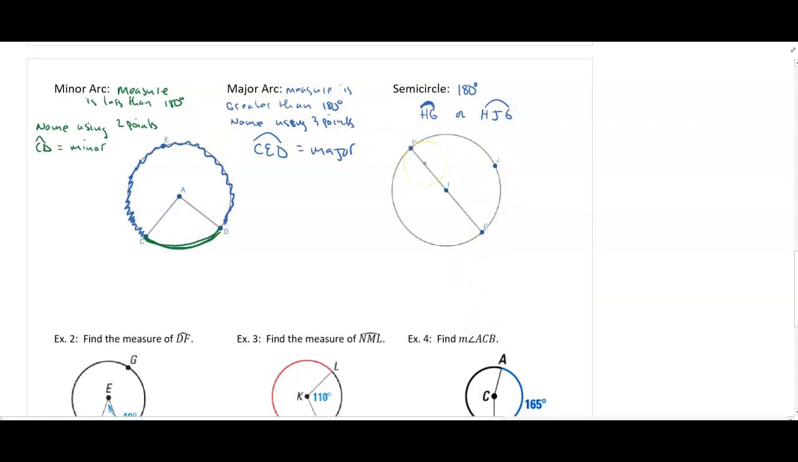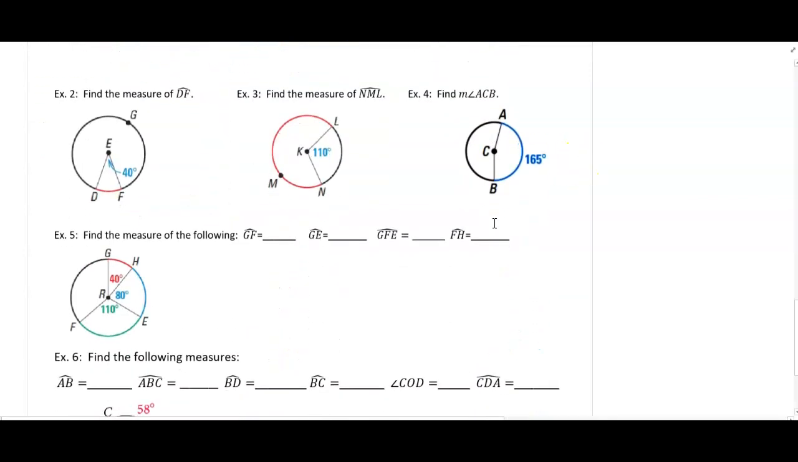Now remember, a semicircle, right? The endpoints of the diameter create a semicircle. Okay? So let's take a look here. Find the measure of arc DF. Since I know it's named using 2 points, I know that that's going to be a minor arc. So I'm going to go ahead and go the short route. So if that central angle is 40 degrees, this arc is 40 degrees. So arc DF is equal to 40 degrees.